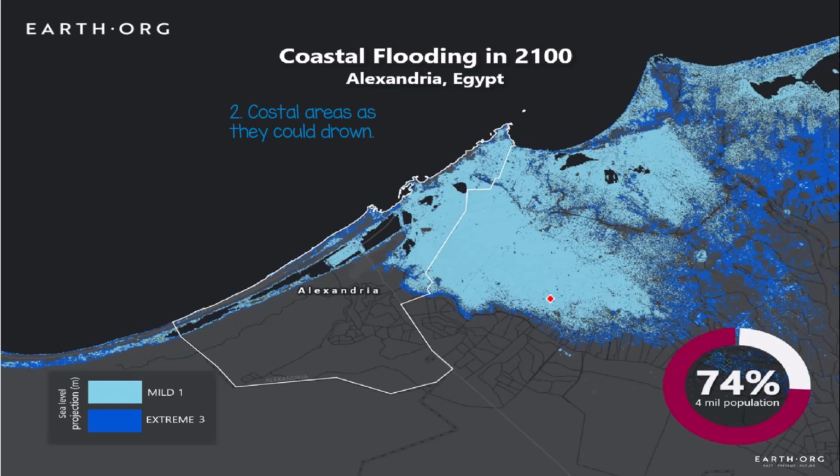And as the sea level increases, the water will flood the land, just as what happened in Libya a week ago. So this is a representation of Alexandria in 2100. If we keep increasing the Earth's temperature, most of Alexandria will drown, and not just Alexandria. All the cities on the sea will be drowned.